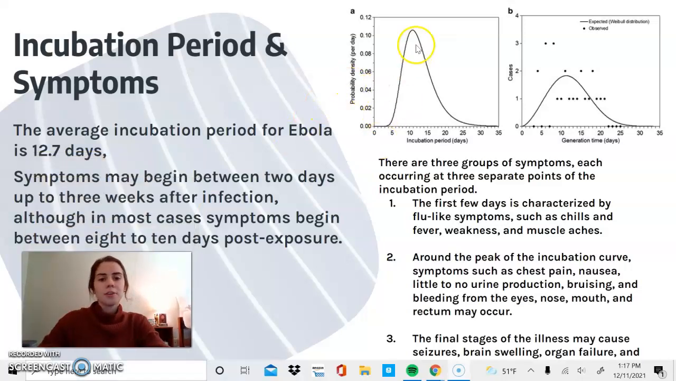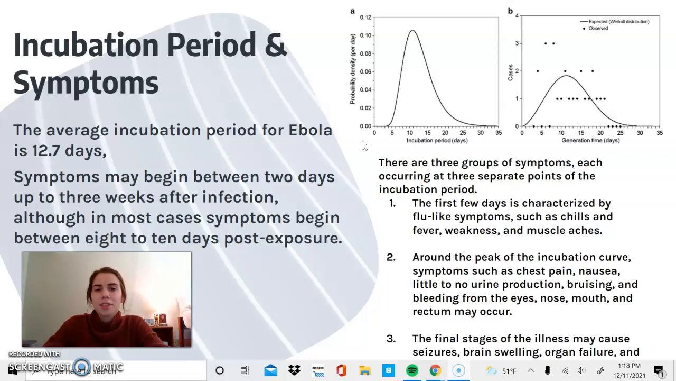So here I have the incubation period curve. The average incubation period for Ebola is about 13 days, so it's 12.7. Symptoms may begin between 2 days up to 3 weeks after exposure, while in most cases it's 8 to 10 days post-exposure that symptoms begin. There are three groups of symptoms, each occurring at three separate points in the incubation period. The first 7 days is characterized by intensified flu-like symptoms such as fever, weakness, muscle aches, and chills. Patients have reported extreme weakness and muscle aches that are debilitating for movement.